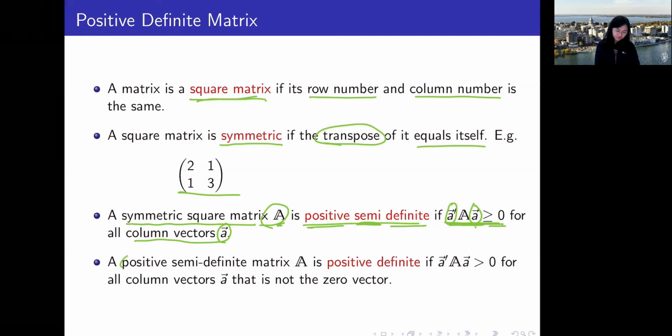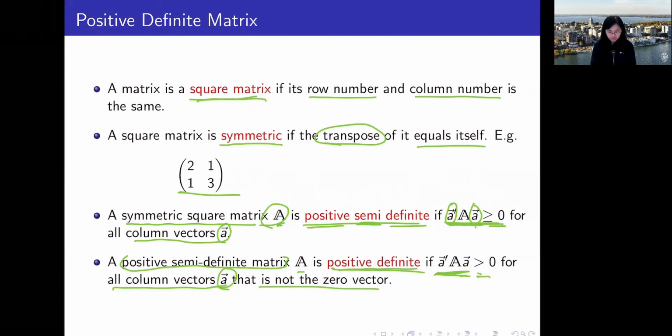And a positive semi-definite matrix is positive definite without the semi. If this product is strictly positive for all column vectors A that are not the zero vector. Clearly, if A is the zero vector, then this product equals 0. But if the matrix is positive definite, then this is strictly positive whenever A is not composed of all zeros.